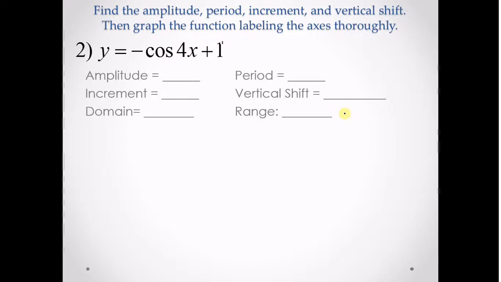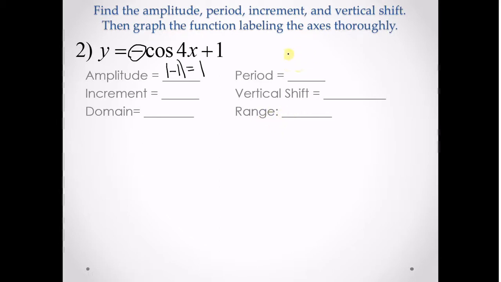Alright, let's figure out this one. So I got cosine. Whoa, hold on though. I got a negative. So let's keep in mind that we have a negative there. My amplitude would be the absolute value of -1, which is just 1. But just keep in mind that it's negative, okay?